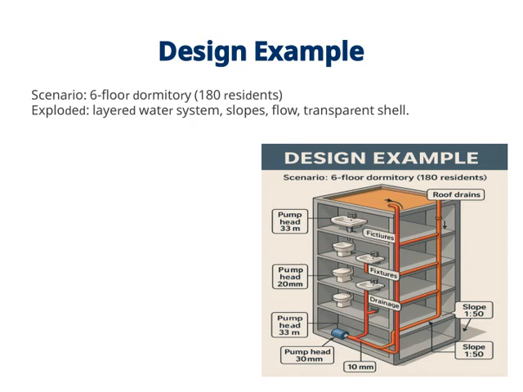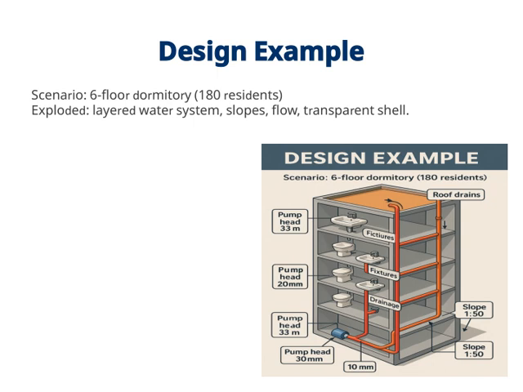Let's take a closer look at this design example. Here, we're imagining a 6-floor dormitory that accommodates around 180 residents. To better understand how the water system works within this building, we've used an exploded view. This means we've broken down the layered water system into its different components, so you can see how each part interacts. We've included features like slopes and flow pathways to illustrate how water moves efficiently throughout the structure.